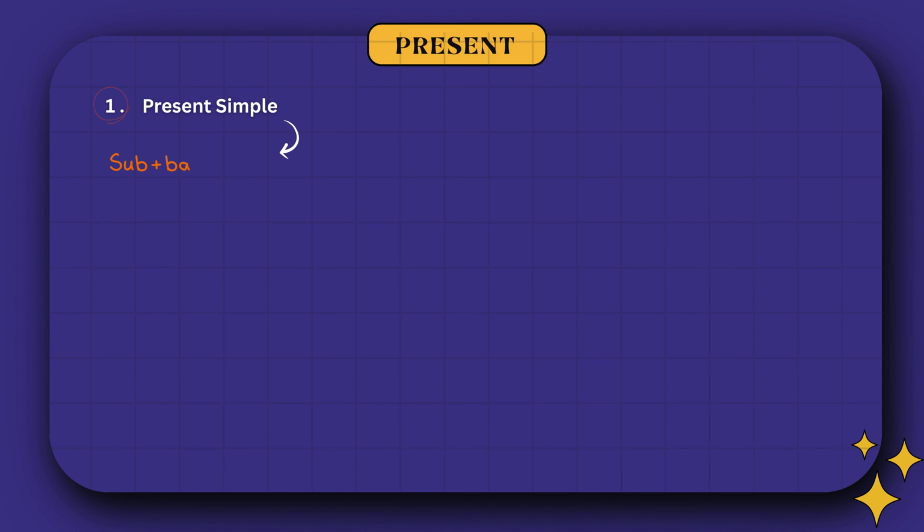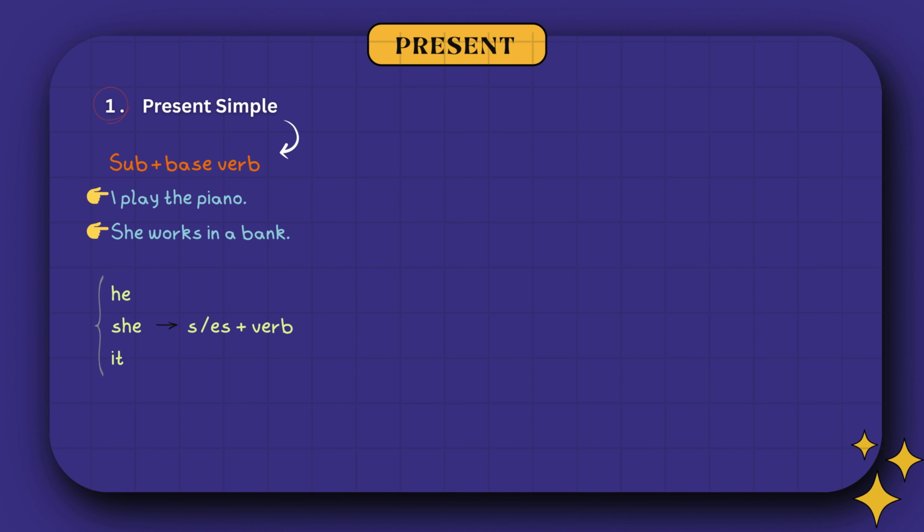We say subject plus base verb. For example, I play the piano. She works in a bank. And remember, if the subject is he, she, or it, we add s or es to the verb. So we say, he plays the guitar, not he play.